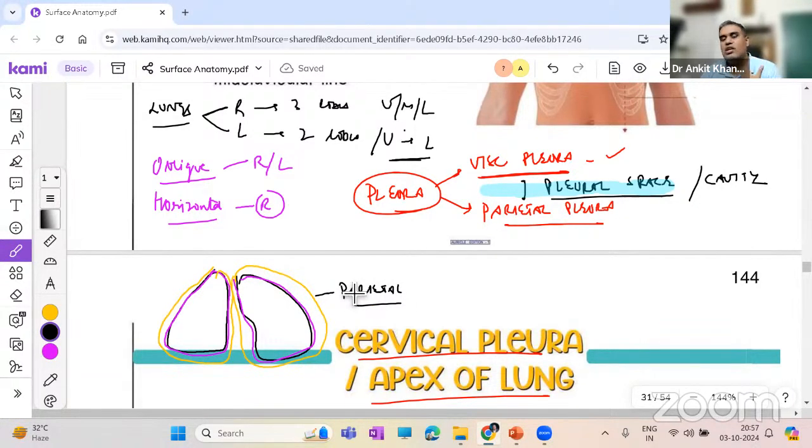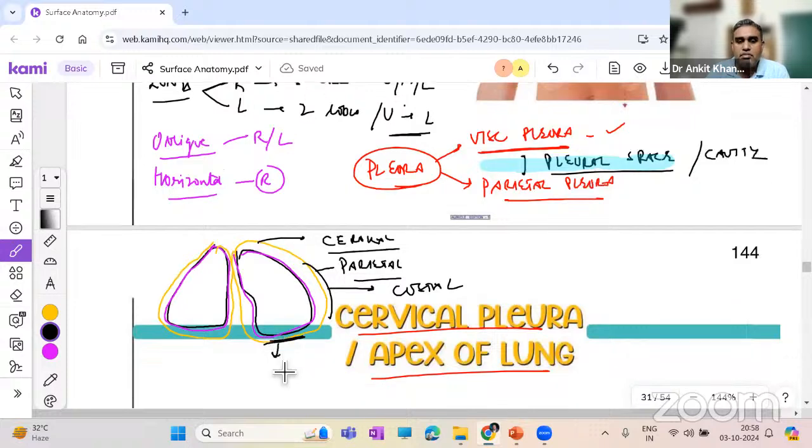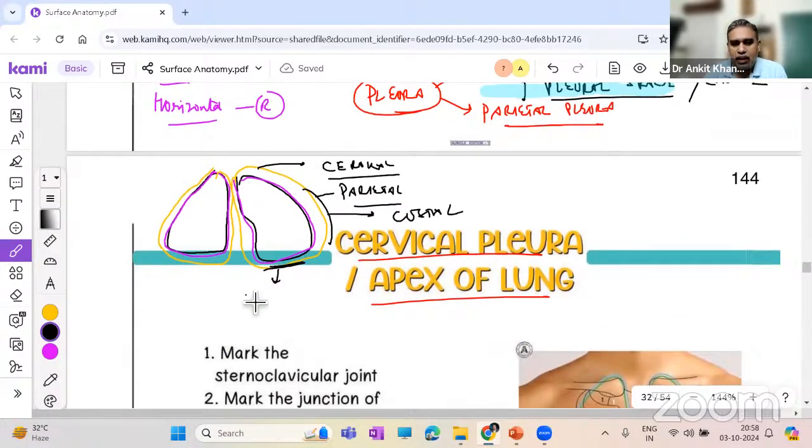Once it comes close to the neck, we call this area of the parietal pleura the cervical pleura. Cervical means relating to the neck vertebrae. Once the parietal pleura is covering the ribs, we call it the costal pleura. This pleura will be costal pleura. Below this, the pleura is over the diaphragm, so this part we call the diaphragmatic pleura.